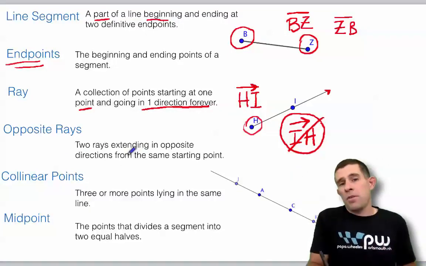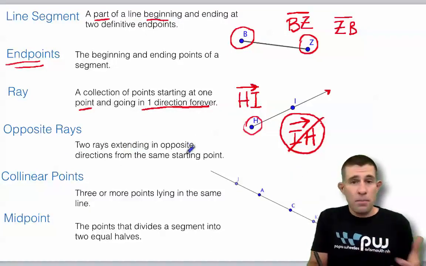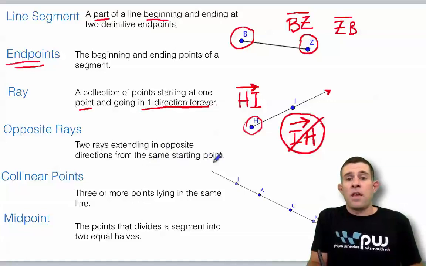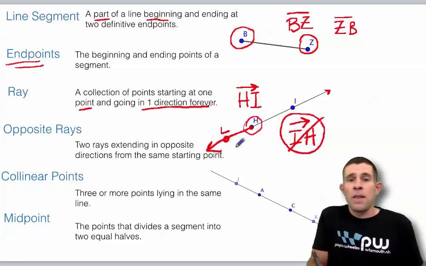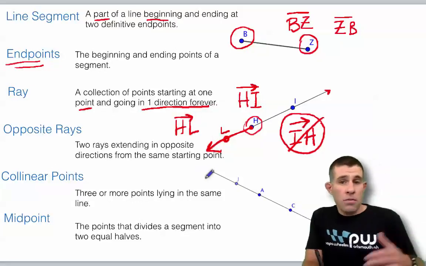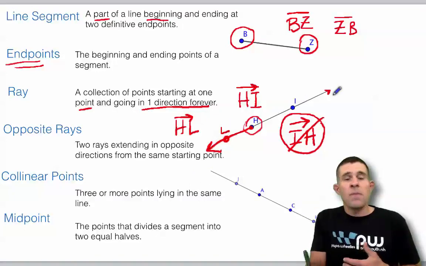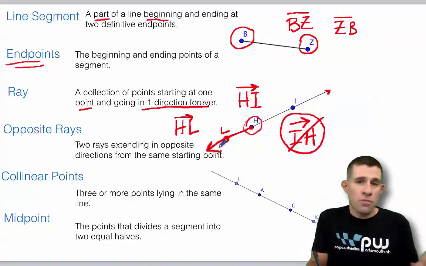All right, now opposite rays are two rays that extend in opposite directions from the same starting point. So I could continue a ray HL and go off in this direction if I put L right here. And now I have ray HI, and now I have ray HL. And these are considered opposite rays because they form a line. They extend off in opposite directions forever.